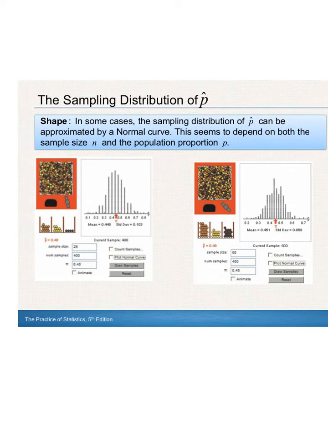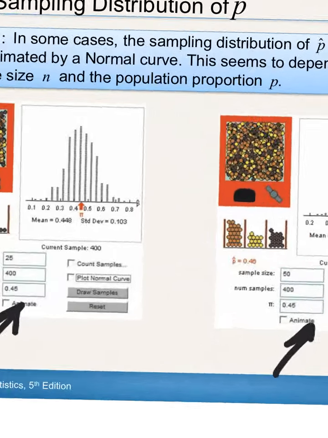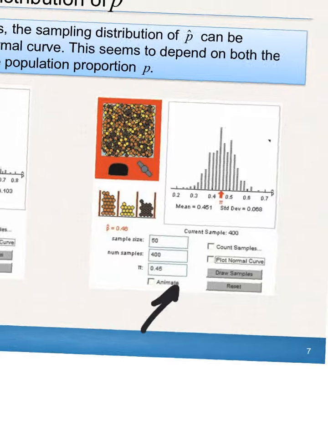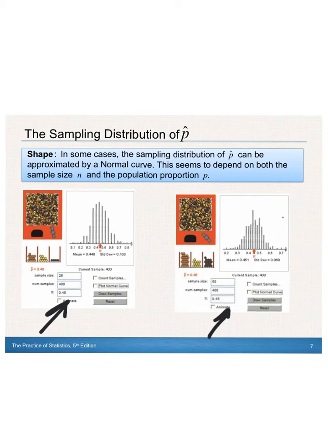So in this case, the proportion of orange ones was 45. Sure enough, the one with a higher sample size is a little more normal. It approximates the normalness a little more when you have a higher n. And then also the standard deviation is going to be smaller with a larger n. So of course, even though this has changed the proportion, we still have a standard deviation of 0.103 for the sample size of 25 and a standard deviation of 0.068. So it's going to be less variable with a higher number in your sample size.